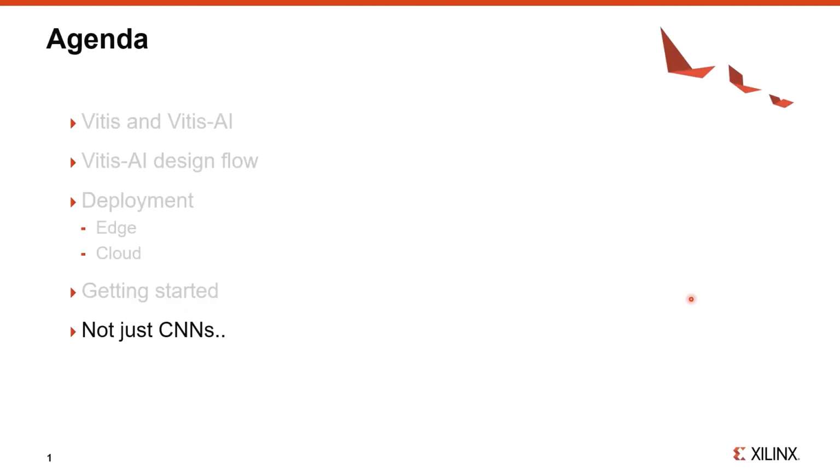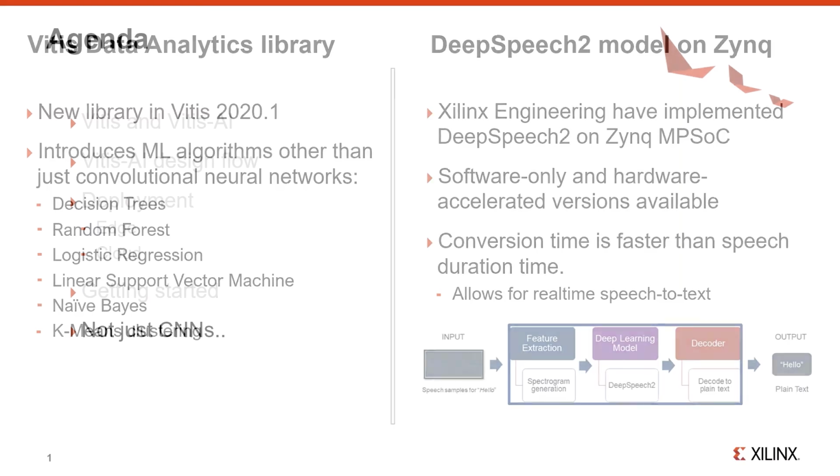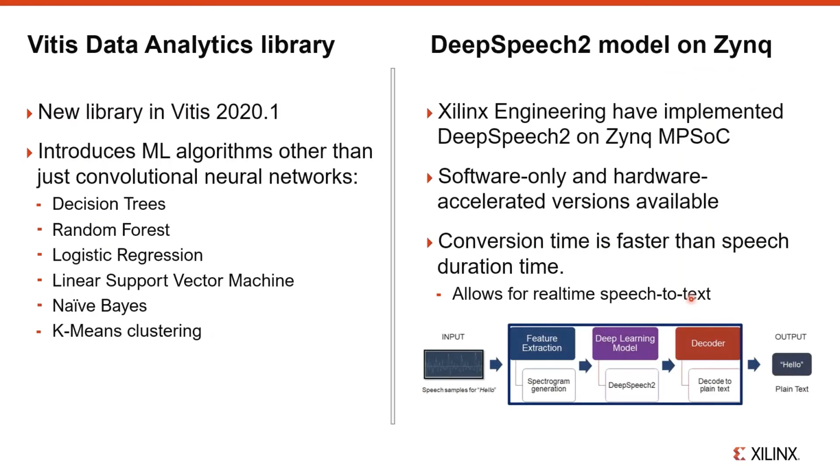So just to conclude, as I said, I've talked a lot about convolutional neural networks because the DPU is basically a convolutional neural network accelerator. But Xilinx is branching out into many other forms of machine learning.